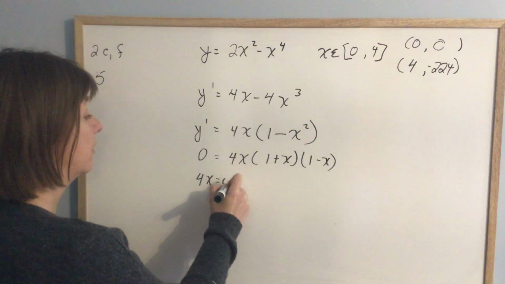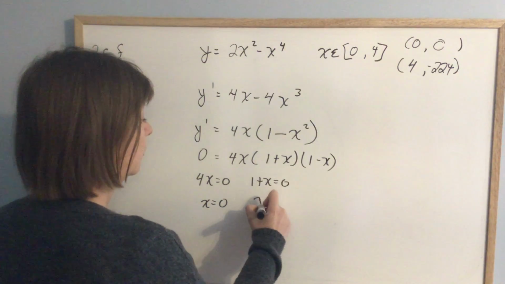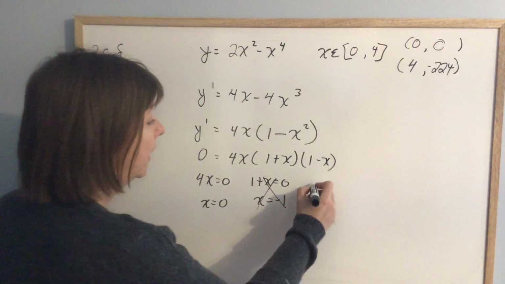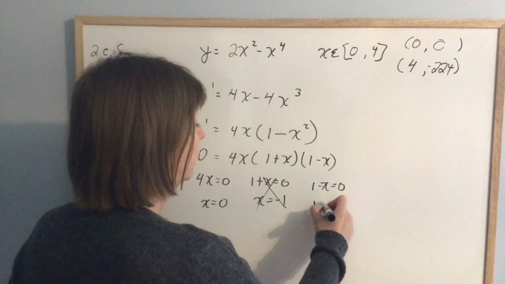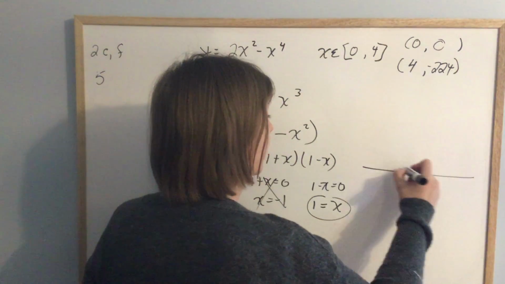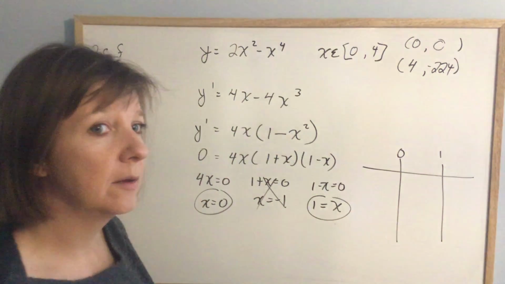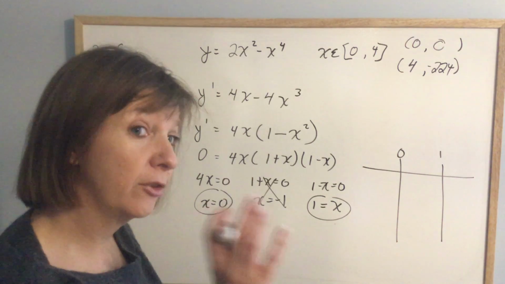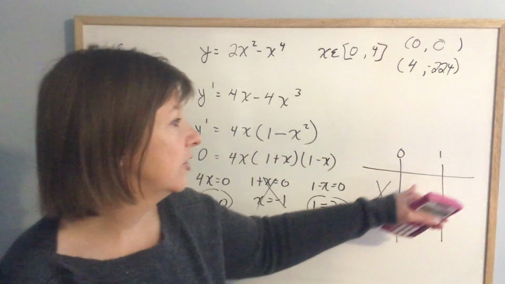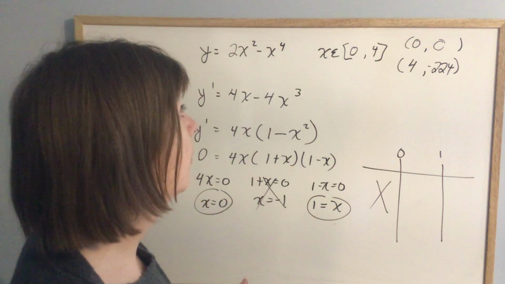So either 4x equals 0, which means x is 0, or 1 plus x equals 0, which means x is negative 1, but according to this it can't be negative 1, so that's a no-go. Or 1 minus x is equal to 0, which means x is equal to 1. So those are my two test places. So I've got 0 and 1. I can't check anything before 0 because the graph starts at 0. So I can't check anything in here. So I can check something between 0 and 1. Unfortunately, that has to be a decimal or a fraction, so I'm going to pick 0.5.